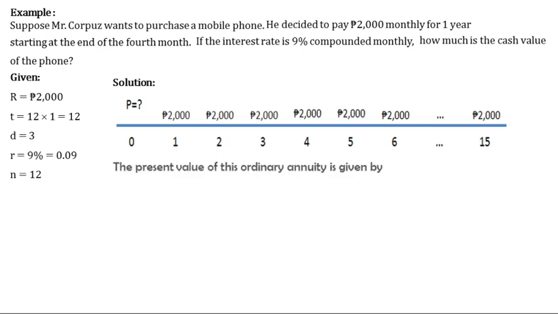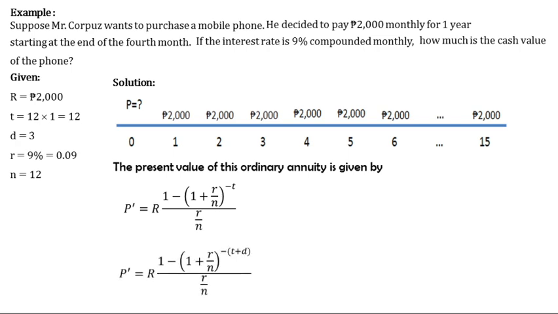So, hanapin natin dyan yung present value. So, the present value of this annuity, given yung kasama yung artificial payment. So, yan ang formula natin. P is equal to R times 1 minus 1 plus R over n raised to negative t all over R over n. But since isasama natin dito yung period of deferral, yung t natin, i-add natin sa kanya yung 3 months na hindi nagbayad. Assuming na nagbayad siya ng 3 months, kahit hindi siya nagbayad. So, ang magiging term natin dyan ay negative 12 plus 3 instead of negative 12 only. Kasi nga, yung 3 months na hindi siya nagbayad ay assumed na nagbayad siya.